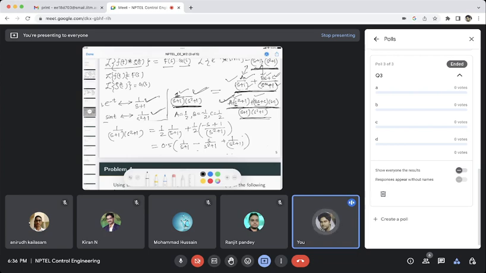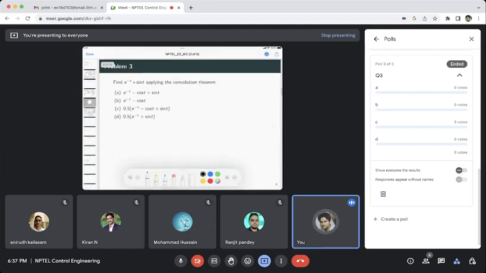Now we can identify each term and find the inverse Laplace transform, right? So what is the inverse Laplace transform? First term, e to the power minus t. Second term, cos t. Third term, sin t. So this is the answer: 0.5 times this one. Is it clear?